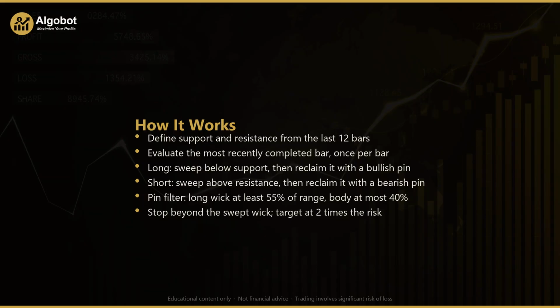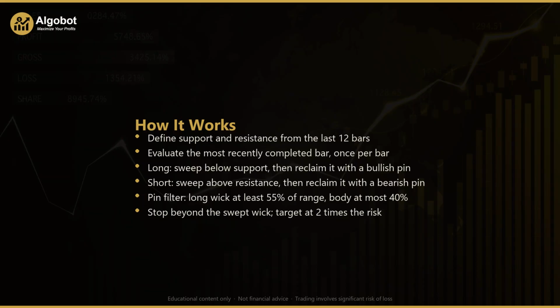The expert advisor only studies the most recently completed bar. It evaluates that signal bar once, when the bar closes, so the decision does not repaint or change later. It also checks that no position is already open for its magic number, because it trades one position at a time. For a long setup, the strategy detects three conditions on that signal bar.